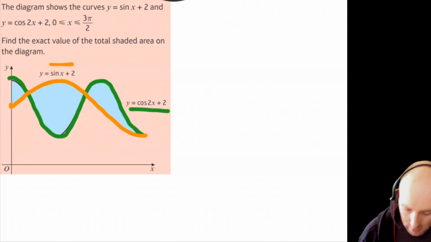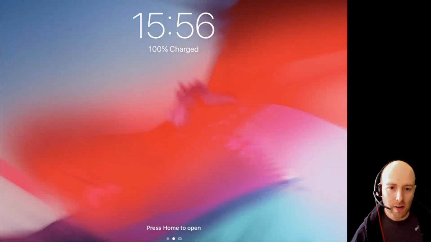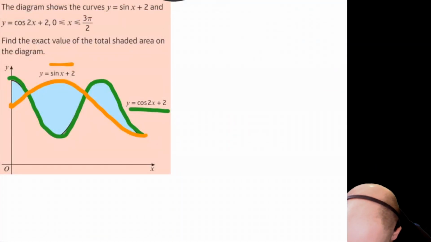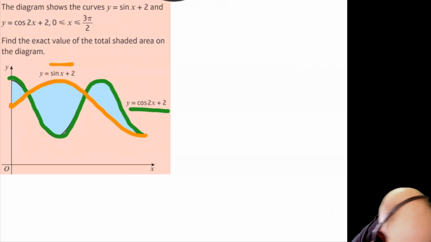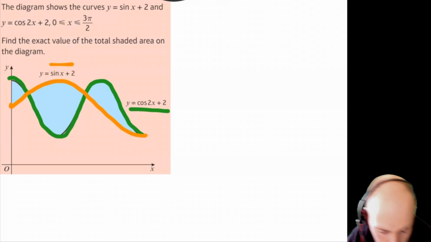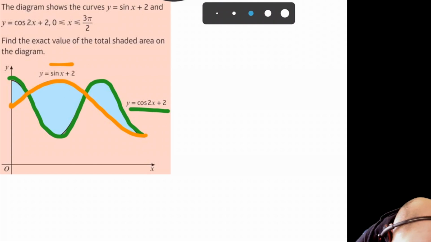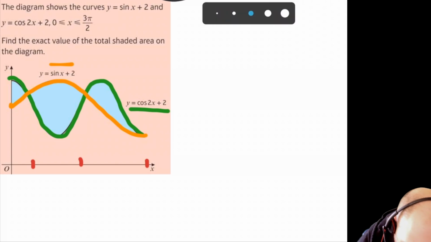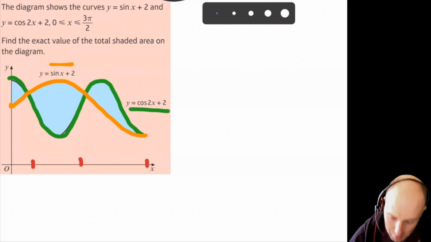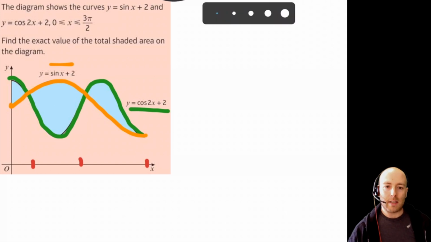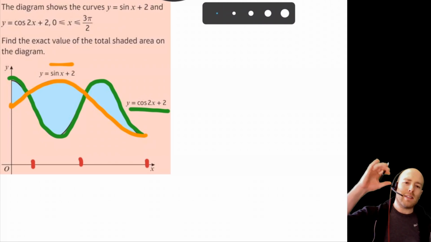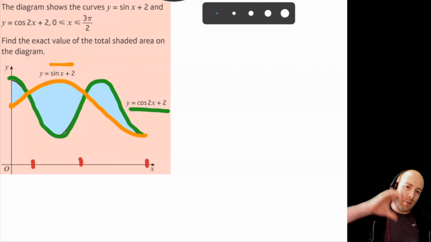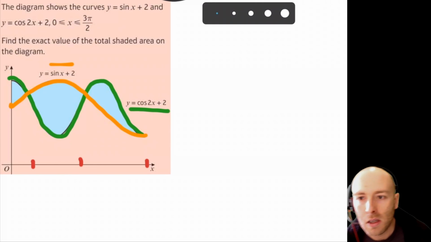Right, let's give this a go. I tried this earlier and it went very badly, so I'm going to try and write a bit neater and go a bit slower this time. The idea is we want to find the 3 points of intersection, and then integrate to find the area between the curves, by taking the area from the top curve down and taking away the area from the bottom curve down.